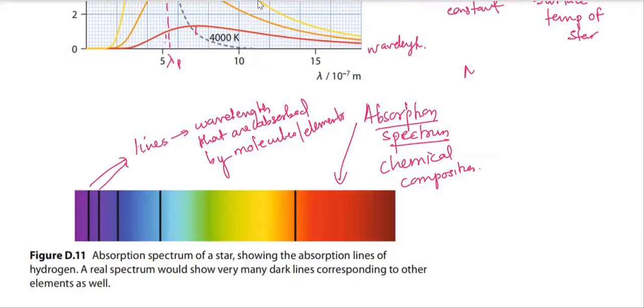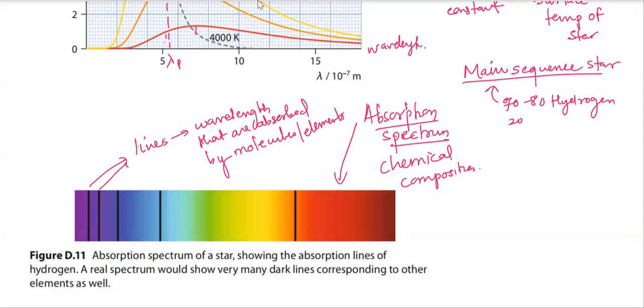So what we see is that in a main sequence star, there is an abundance of hydrogen. Almost 70 to 80% is hydrogen, and the remaining is about 25% helium, and the remaining 5% will be other elements, other nuclei, for a main sequence star.